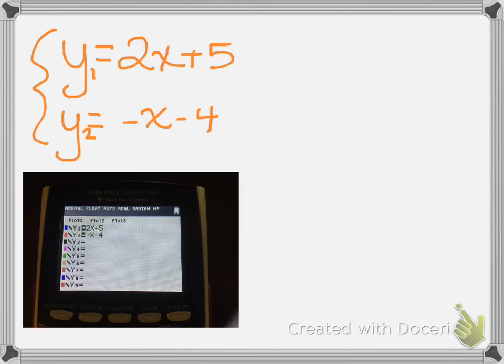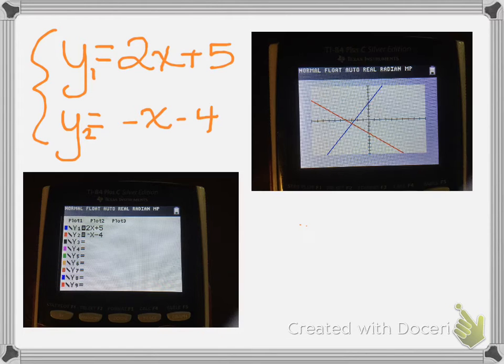The next thing I want to do is hit graph, and if you don't see the whole thing, you want to hit zoom 6 so that you have a 10 by 10 axis. That top right picture is what your calculator should show.